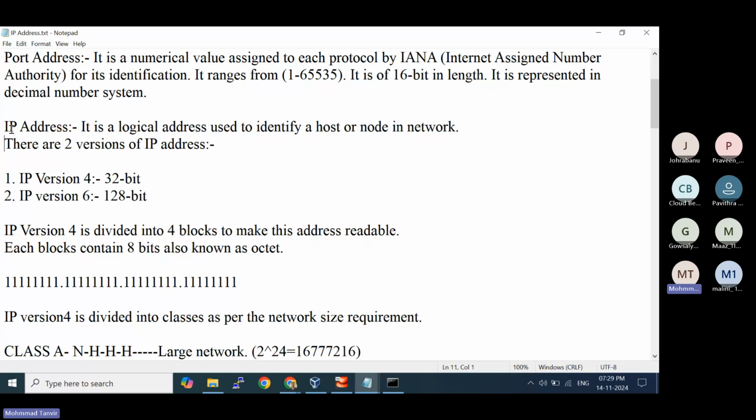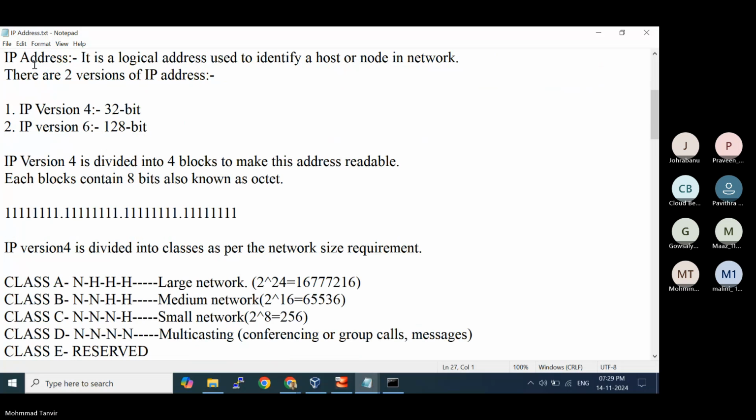Now coming to the IP address. IP address is what? IP address is a logical address. Why we say it's a logical address? Because now this is defined for this specific device. Later there will be a different IP address. So we can change it. We can assign the same IP, we can remove it from this device, we can configure the same IP on another device.